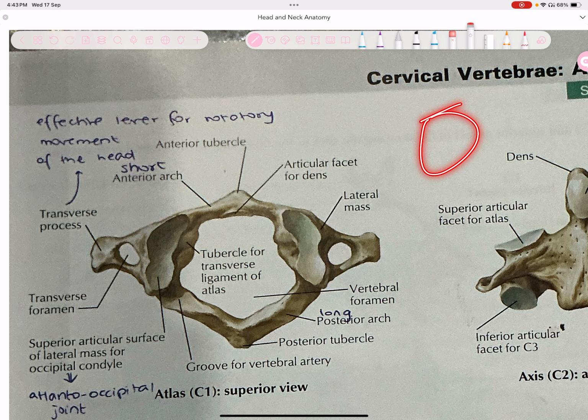So from the anterior portion, the upper and lower border gives attachment to the anterior longitudinal ligament, and the posterior border of the vertebral body, its upper and lower border, gives attachment to the posterior longitudinal ligament, right? So right now, since this doesn't have the vertebral body, we are taking the anterior tubercle. So that gives attachment to the anterior longitudinal ligament.